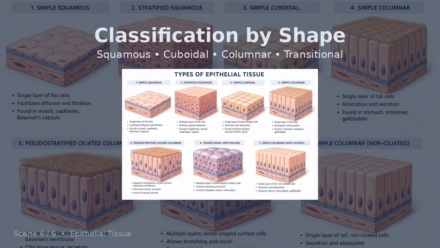Based on shape, we have four types. 1. Squamous epithelium. Thin, flattened cells like tiles on a floor. Helps in easy and quick passage of substances.